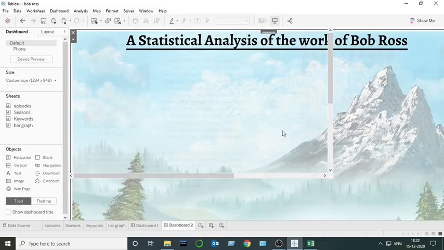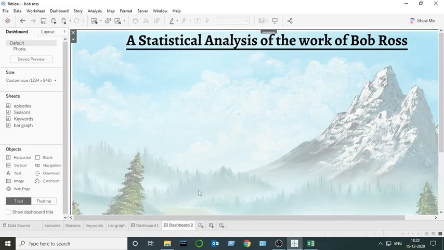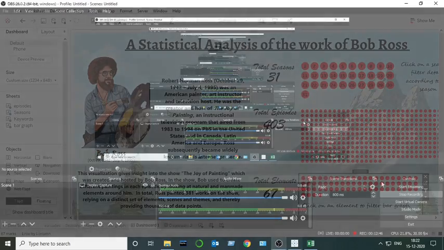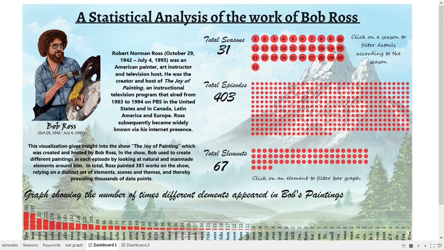So now let's start creating other elements of our visualization, such as charts and other text. Till now I have shown you how to create this background layout using Canva and how to import it in Tableau. We have done it. Now I will show you step by step how to create all these graphs in Tableau. So first let's start creating the total seasons graph.